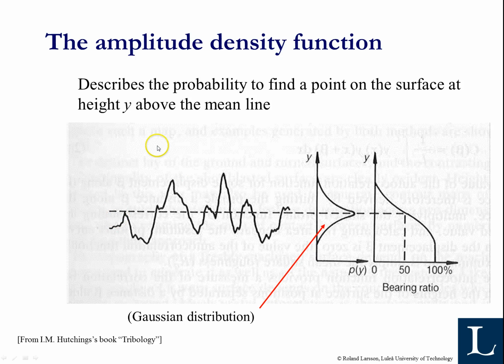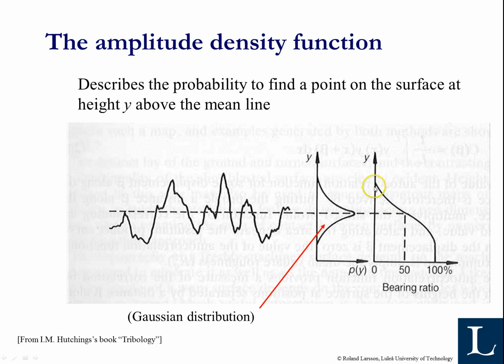For example, up here it's 0 probability, while here it's very low, but there is some probability starting. But around the centerline average, the probability is the highest. If you then use this probability curve and you use the cumulative distribution instead, you get the bearing ratio curve.